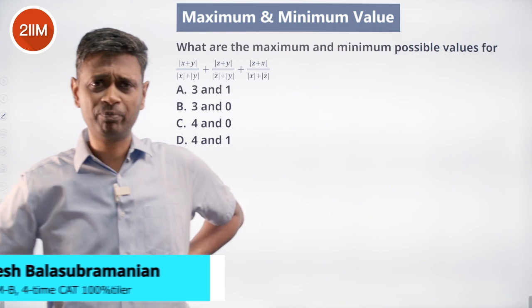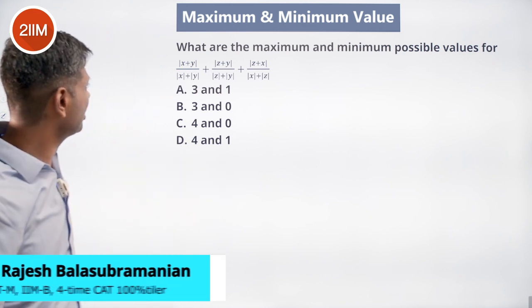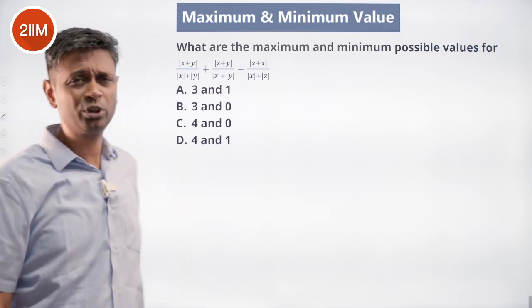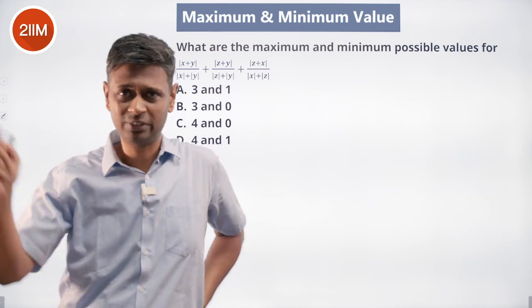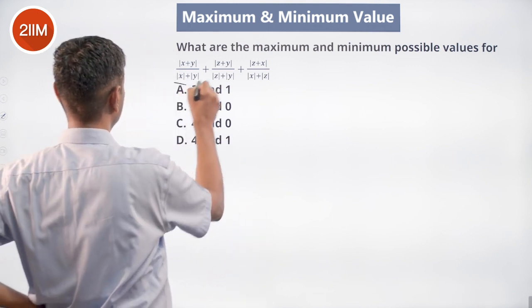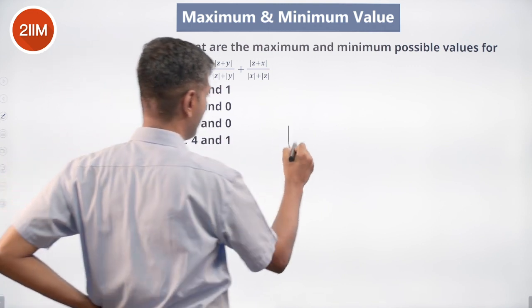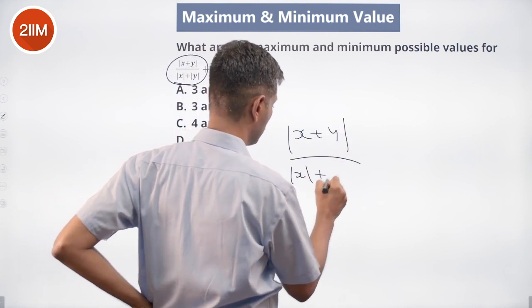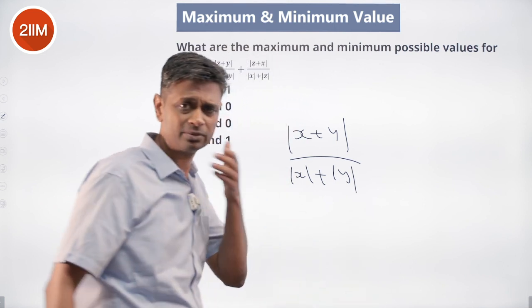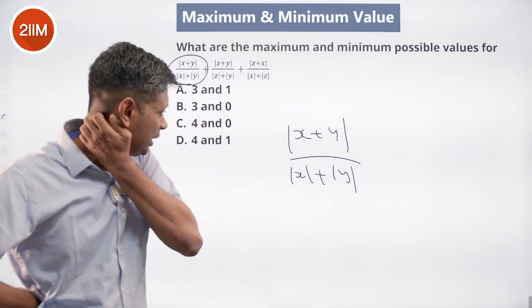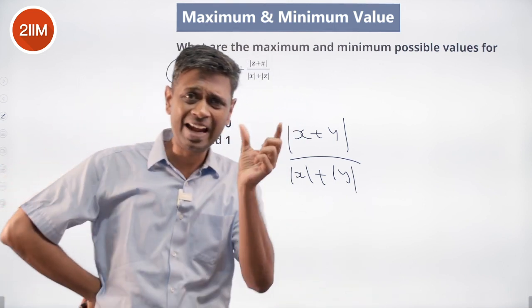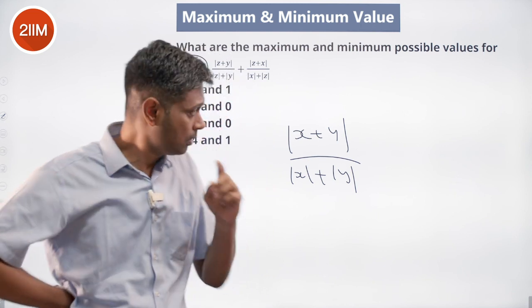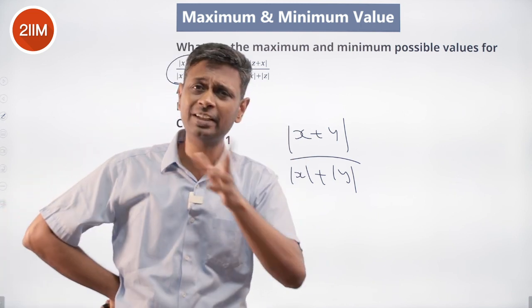Beautiful question, beautiful question. And what are the maximum and minimum possible values for this? First of all, I'm going to think about each term. So what can this go to? Maximum and minimum. So modulus of x plus y by mod x plus mod y. Nice, interesting. We know that mod x plus mod y, we're adding the two magnitudes. Modulus of x plus y, we're adding the two numbers and then taking the magnitude.